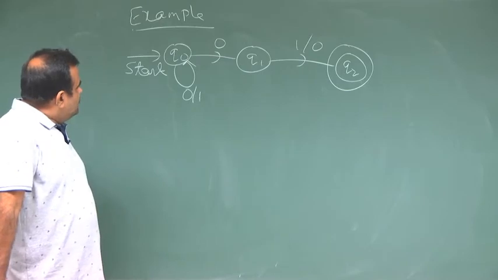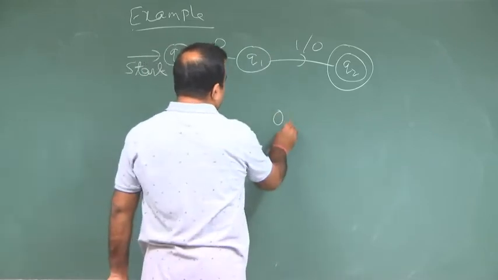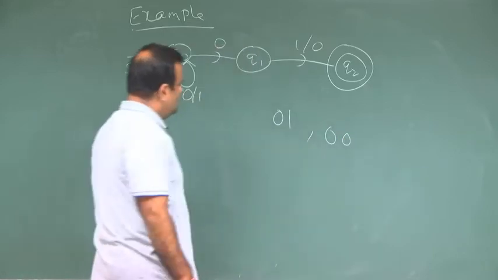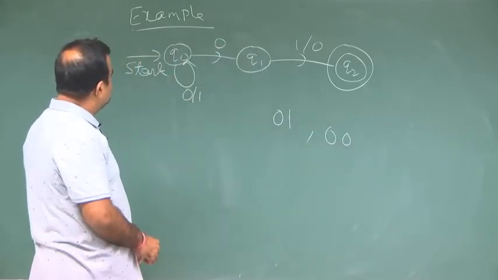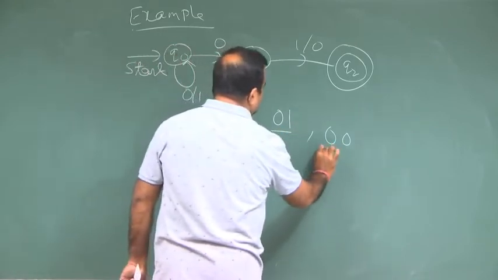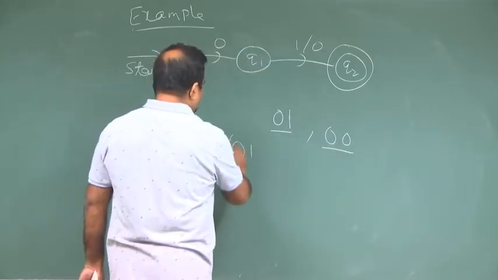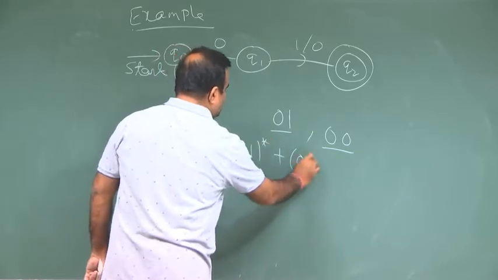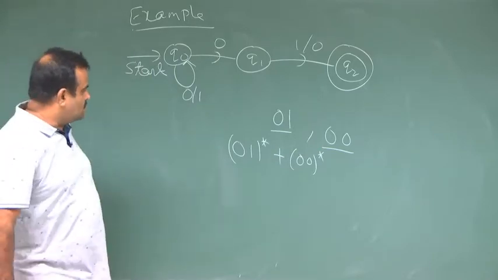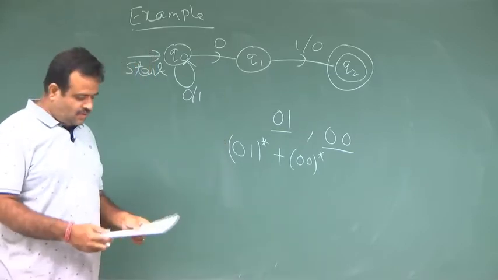So, what is the language it accepts? It is accepting strings like 0 1 or 0 0, the strings ending with 0 1 or 0 0. This is the way we write it in a regular expression. So, the string containing 0 1 or 1 0.